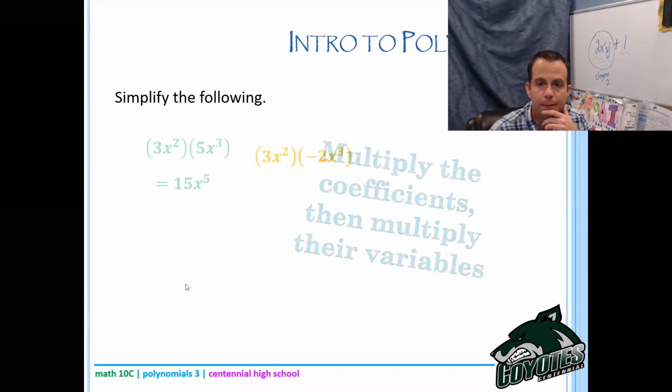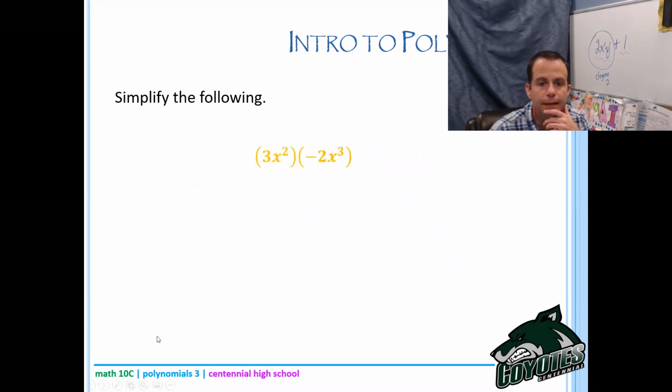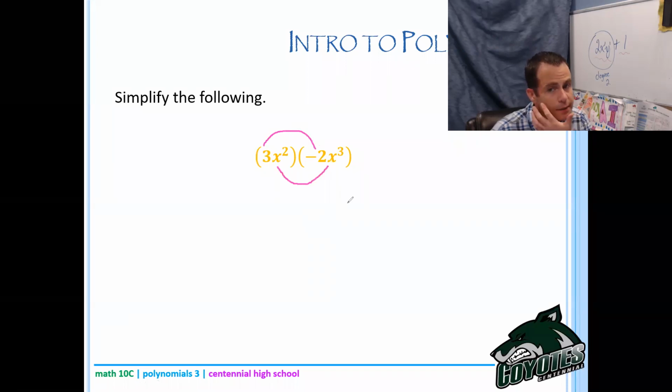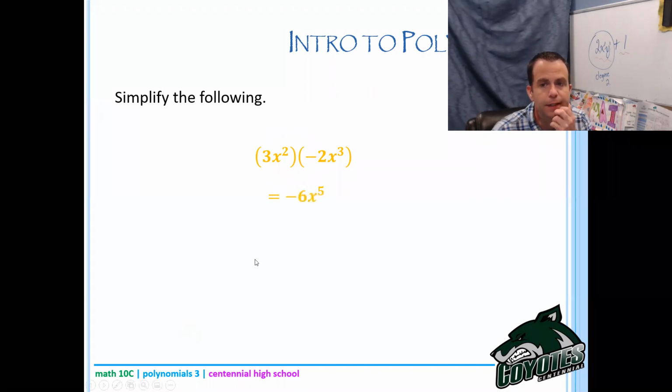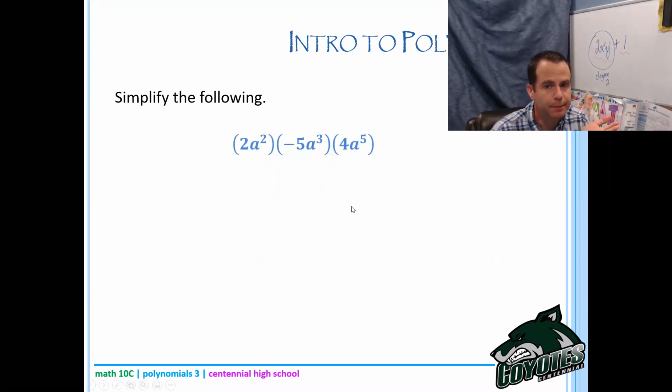Okay, so we're going to try a couple of these together. Again, I've got 3 times negative 2, so that's negative 6. And I've got x squared times x cubed, so that'd be x to the 5 again. So that's going to give me negative 6x to the 5. Okay, same thing, it's just we do it 3 times. So I've got 2 times negative 5 times positive 4. So 2 times negative 5 is negative 10 times 4 is negative 40. And then a squared, a cubed, and a to the 5 will give me a to the 10, just adding up all those exponents.